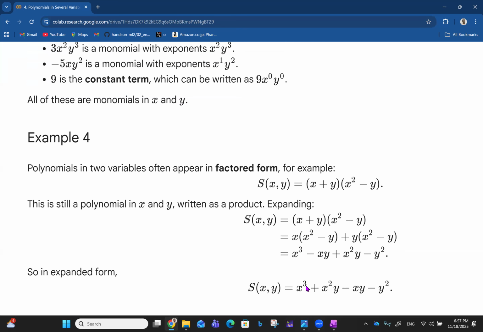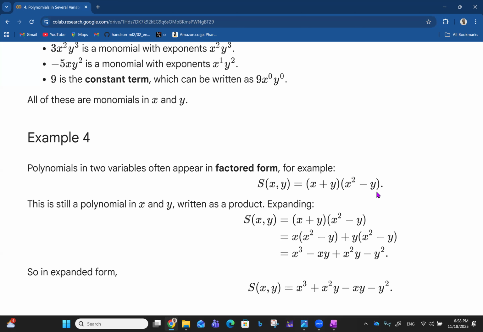And then we go to example 4, where we have this in factored form. Polynomials in two variables often appear in factored form. For example, s of x, y equals x plus y into x squared minus y. So you can have it in factored form this way. This is still a polynomial in x and y for sure, written as a product. So you can then expand it. So if you expand, yes, in one of the previous videos, we did multiplication of polynomials.